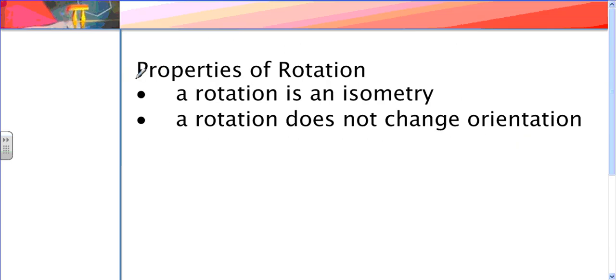A couple properties of rotation include that a rotation is an isometry, so it's not going to change the size of anything, and it also does not change orientation. Sometimes it can be difficult to detect if something is a reflection or a rotation, and if it's reversed the orientation, then it's probably a reflection. If the orientation isn't changed, then it's probably a rotation.